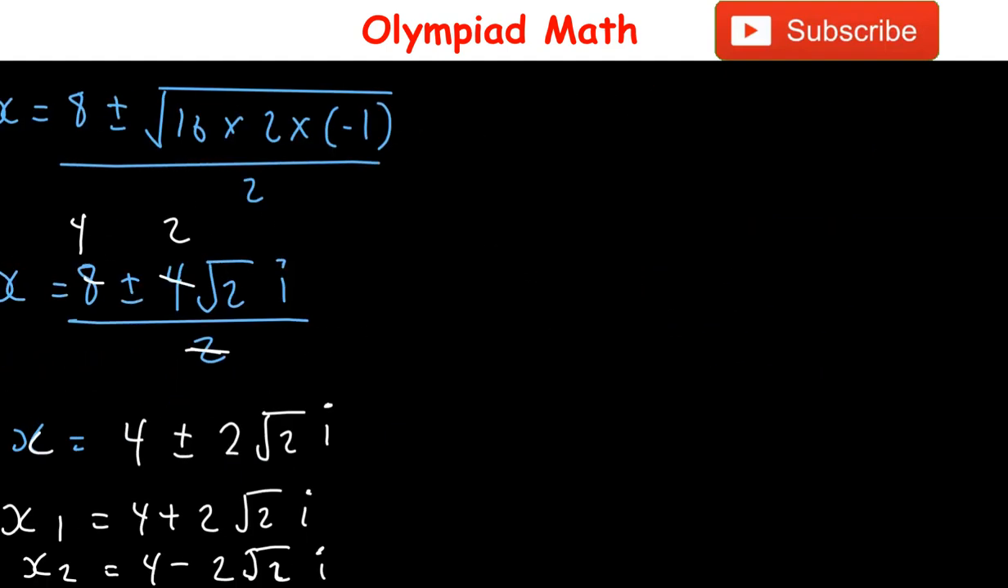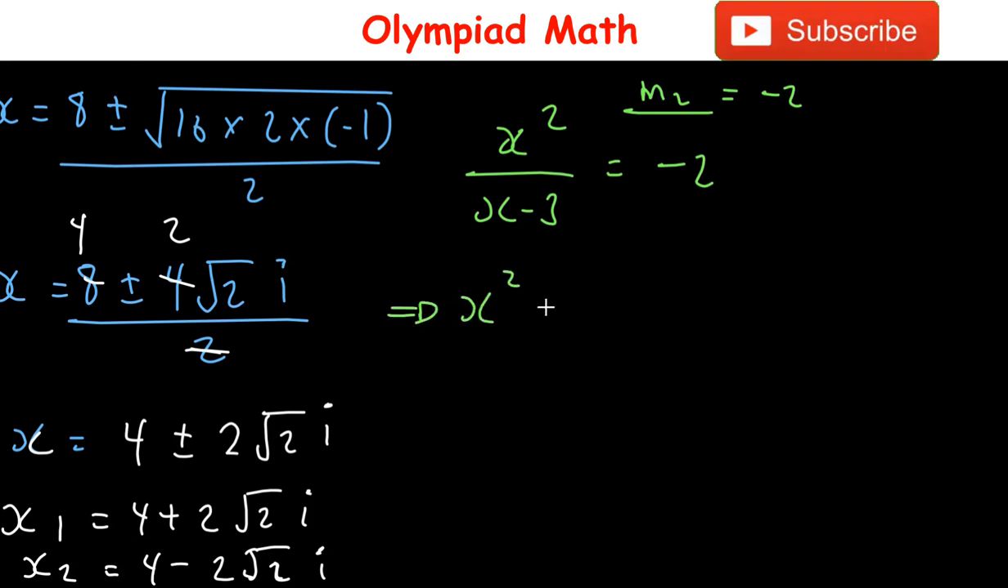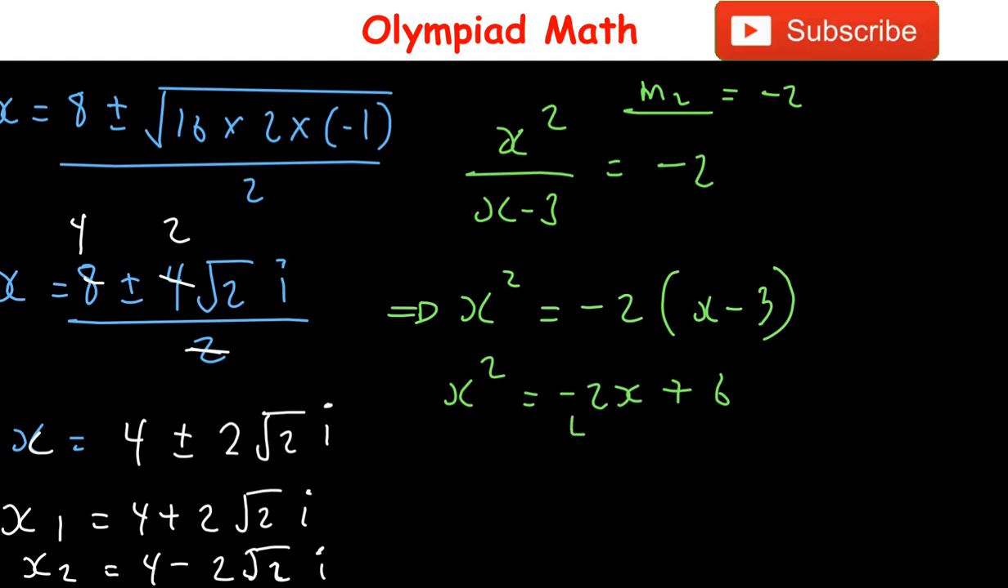So we have that x squared over x minus 3 equals m, and m is minus 2 for m2. So from here, multiply this equation by x minus 3. This then gives us x squared is equal to minus 2 into bracket x minus 3. And from here, x squared is equal to minus 2x plus 6. Move all of this over to the left hand side. So x squared plus 2x minus 6 equals 0.